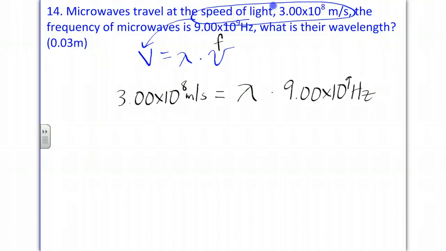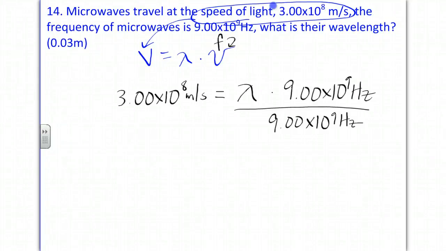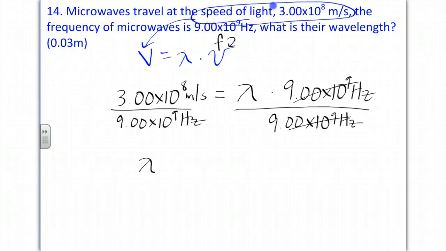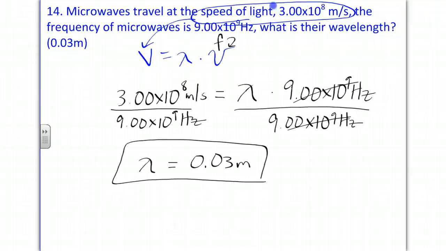Frequency and this symbol right here are identical. So I'm going to divide both sides by 9.00 times 10 to the 9 hertz, which cancels it on the right. And so wavelength will equal 0.03 meters.